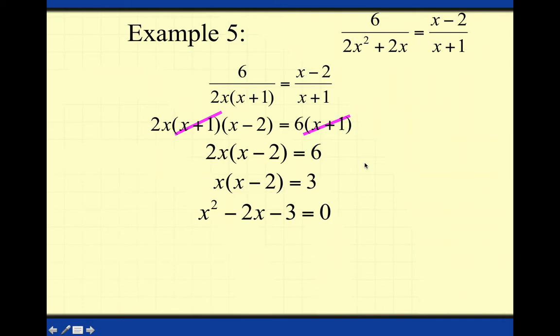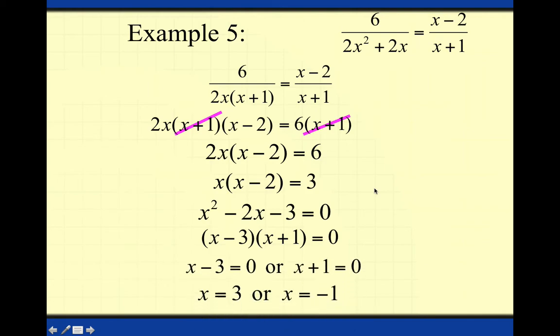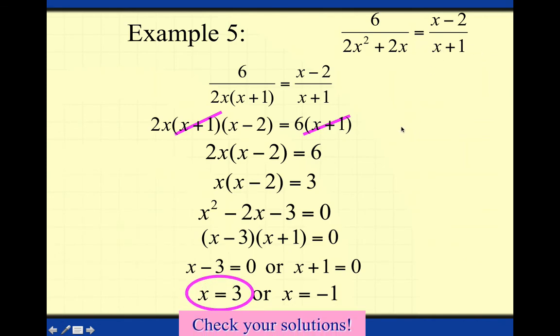And then do your greatest common factor. And now, same as before, but now this is a negative also, so the signs change to a minus 3, plus 1, equals 0. And I have answers of 3 and negative 1. Now look up here. Look at that negative 1 right there. You know there's a problem, because I will have a 0 in the bottom. Negative 1 will not work up here.